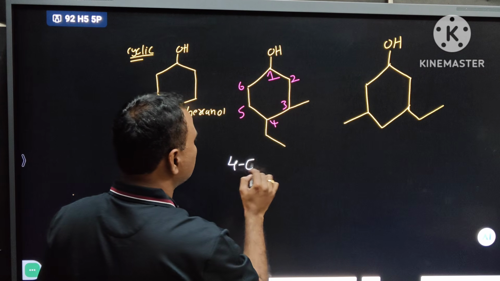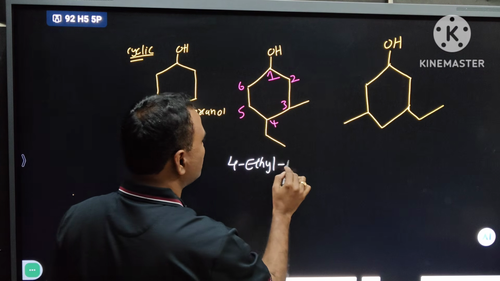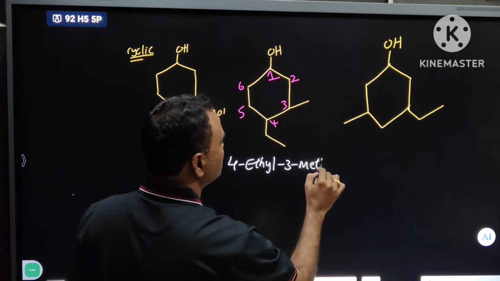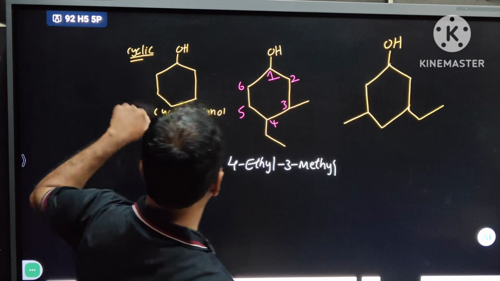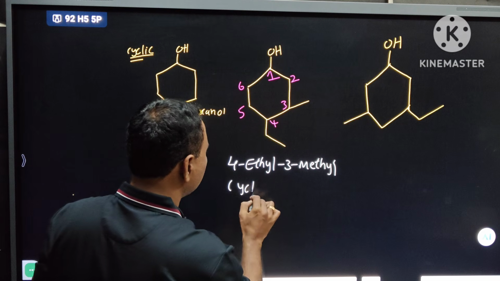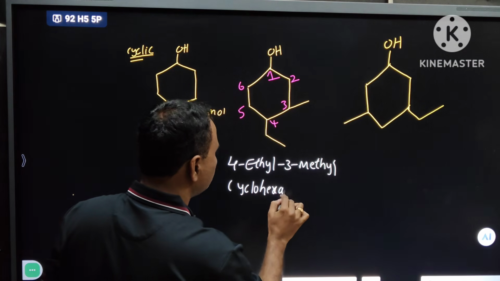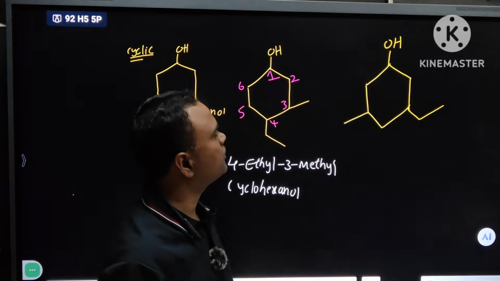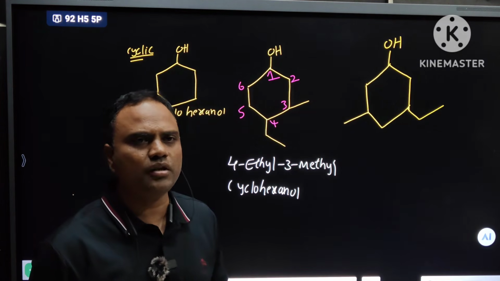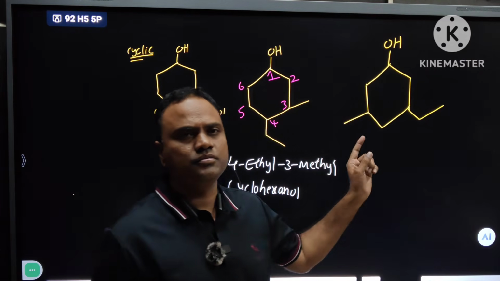4-ethyl, 3-methyl. Now the parent compound. The parent compound is this part, cyclohexanol. Right? Okay. Can you try that one? I'll wait. Try that. See.